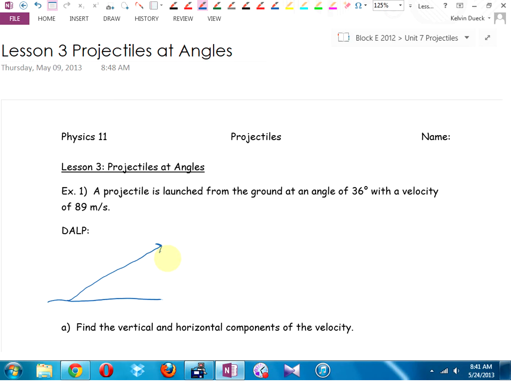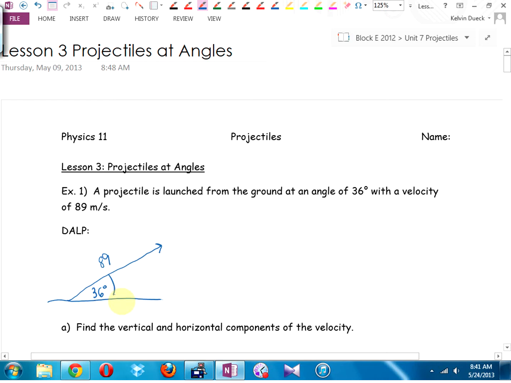What else can I fill in? Oh, what's the velocity? 89. Let's put a little 89 on my little vector there. Oh, and what's the angle? Okay.